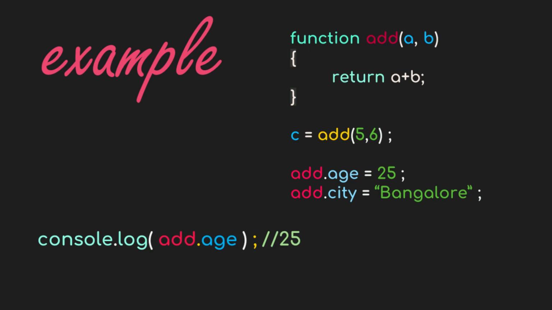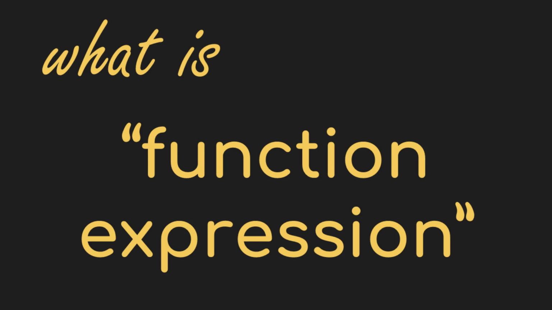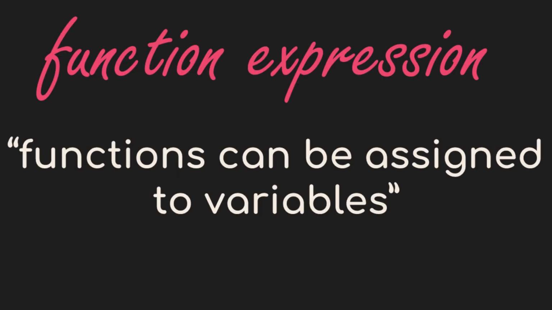Now if you try to output add.age using the console.log, you will get 25 as result. Add.city will give you Bangalore, and finally the function add of 2, 3 will give you the return value of 5 to be displayed on the screen. There is another term in JavaScript related to the function known as the function expression. Let's now see about function expression. In JavaScript, function can be assigned to variables.